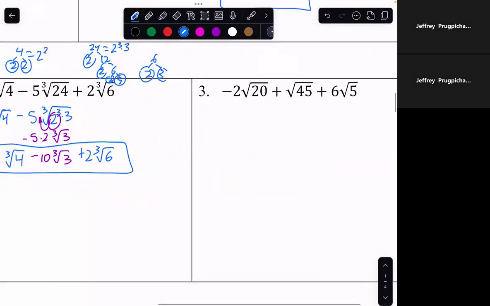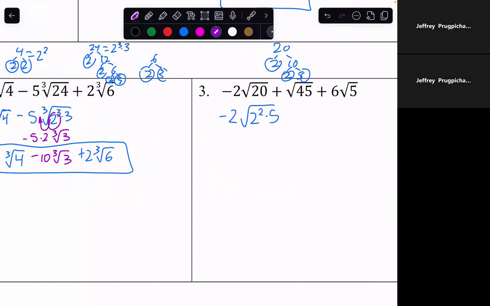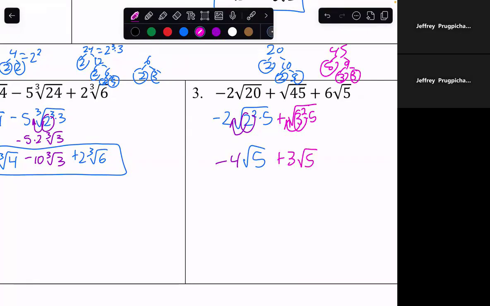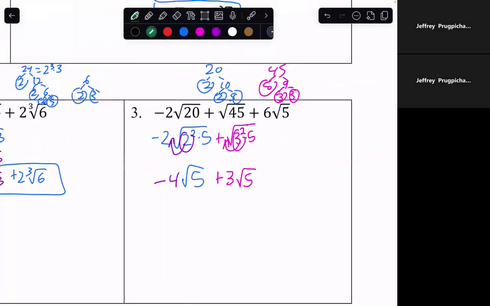Okay, and then lastly over here, 20 is 2 times 10, and 10 is 2 times 5. So when I take the 2 out to join the negative 2, it multiplies. 45 is 5 times 9. 9 is 3 times 3. So that's going to be 3 squared times 5. Take the 3 out front. And then 6 radical 5. 5 is already prime.